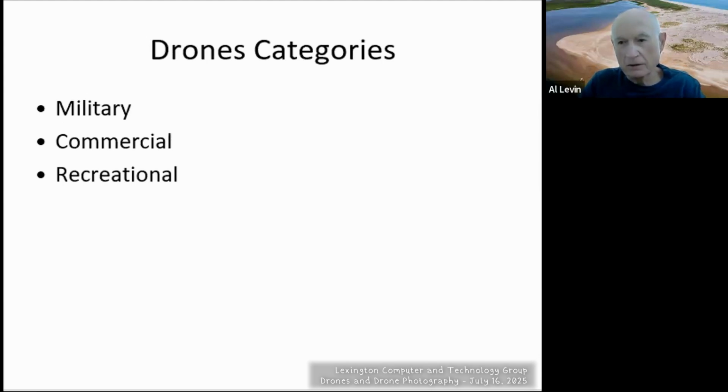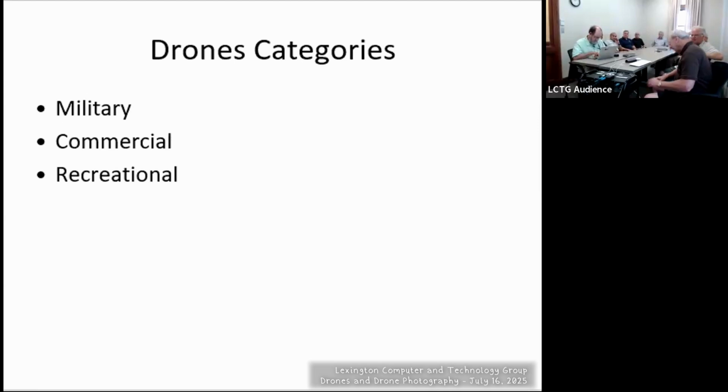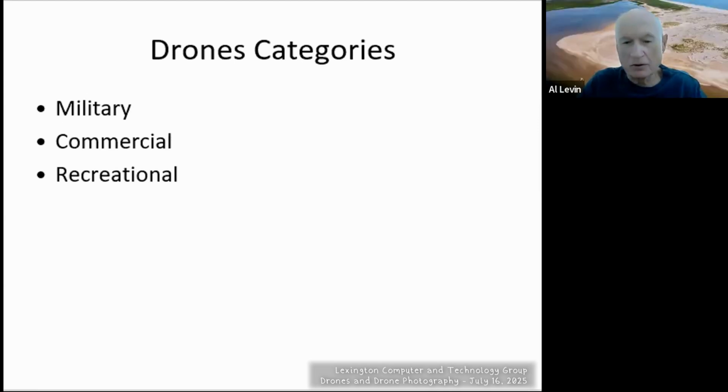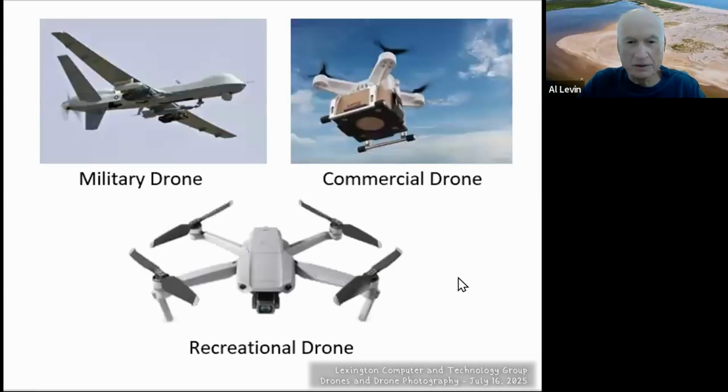As you know, there are several types of drones. Military drones, commercial drones, recreational drones. And here are some images of typical examples. You recognize the US military drone, the Reaper. If you have $30 million, you might be able to acquire one of these, but if you had security. This is a commercial drone with some kind of payload. And this is my drone, which is a typical recreational drone.